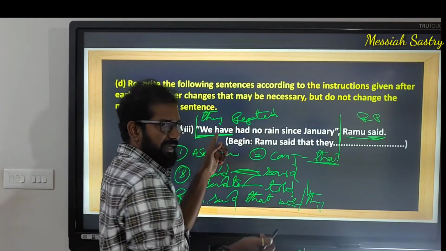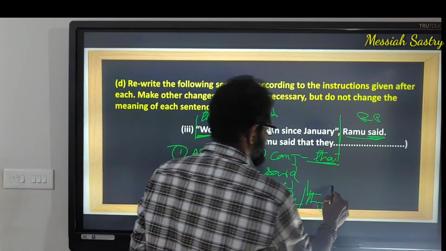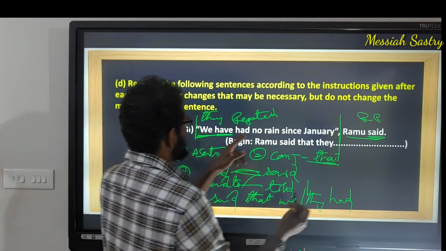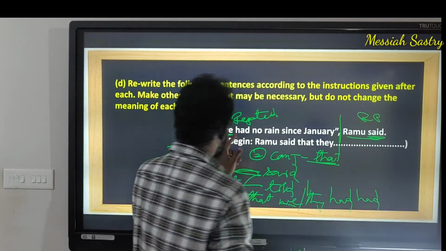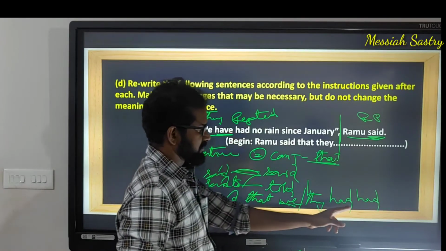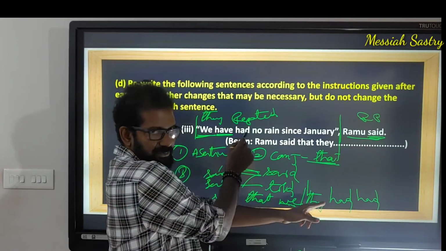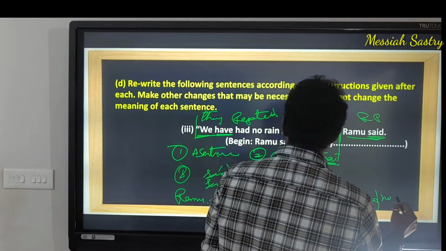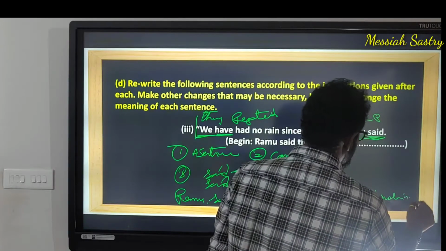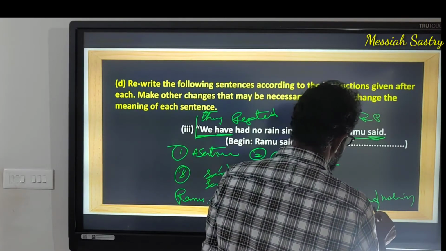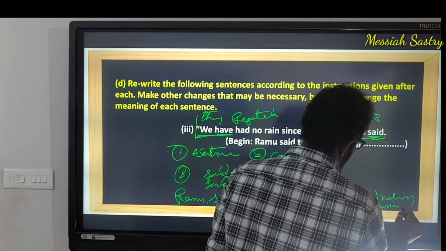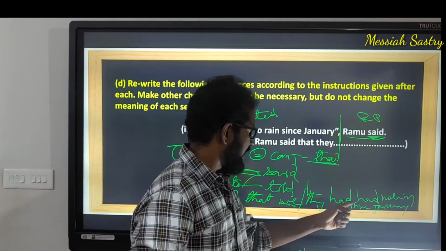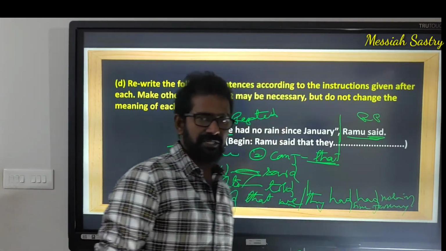Have in direct speech becomes had in indirect speech. We or they had. This is a present perfect, so we change it into past perfect. Have plus V3 is present perfect. Had plus V3 is past perfect. So: Ramu said that they had no rain since January. Full stop.